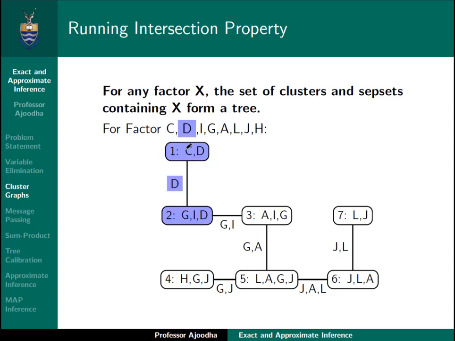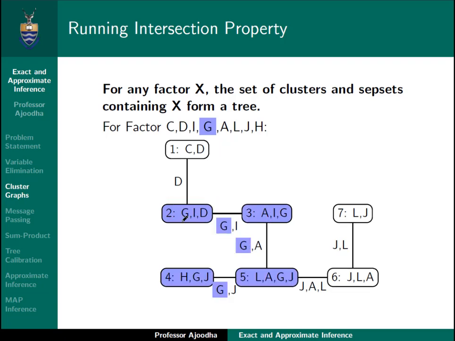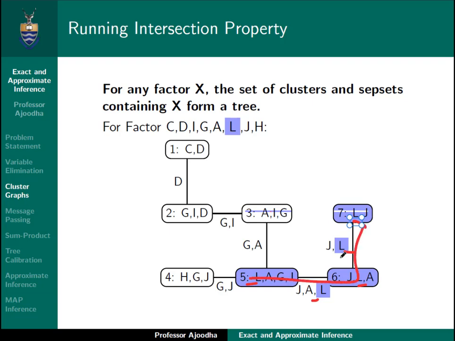Okay, here for D, D appears here, here, and here, and this node is connected to this node, which means it's a tree. Okay, I is here, I is here, I is here, and this is a tree. And now G is here, here, here, here, here, here, here, and indeed this is a tree. Remember, tree just means that every node has one parent, right? So here, here, here, here, here, and here we go. It's a tree.